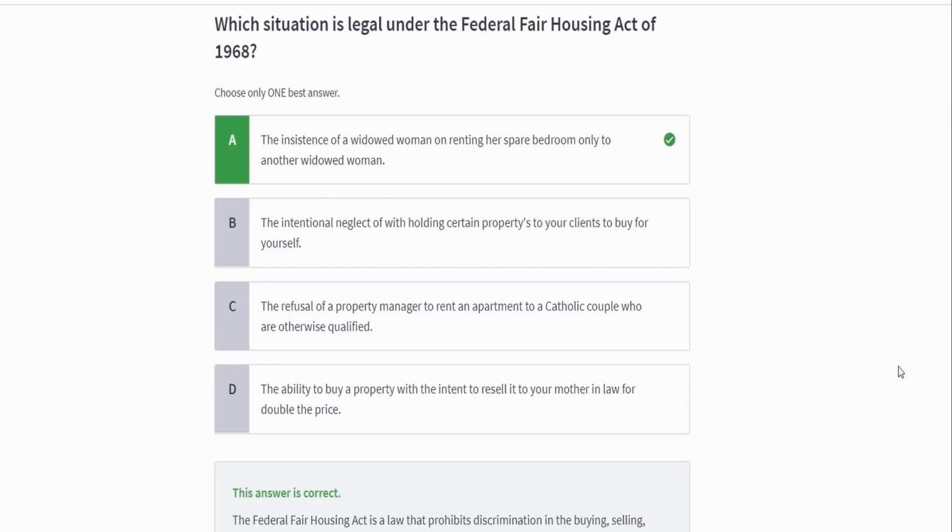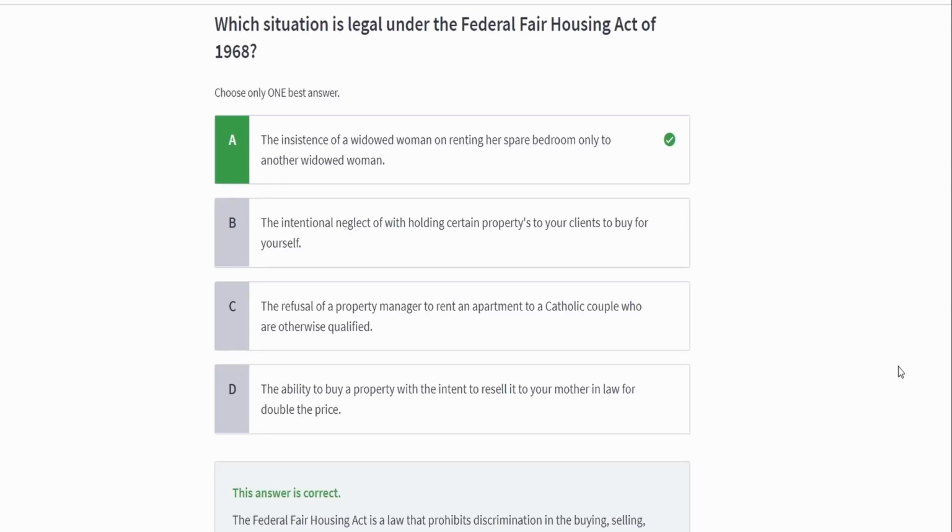That's why I get so many questions about this type of question. You need to read the full question. It says, which situation is legal under the Federal Fair Housing Act of 1968? It doesn't just say which situation is legal. Because if that was the case, we'd have conflicting answers, and we'd be like, oh crap, we've got two answers that technically could be correct. But in this instance, we have to look at which situation is legal under the Federal Fair Housing Act of 1968. We have to look at that specified law.